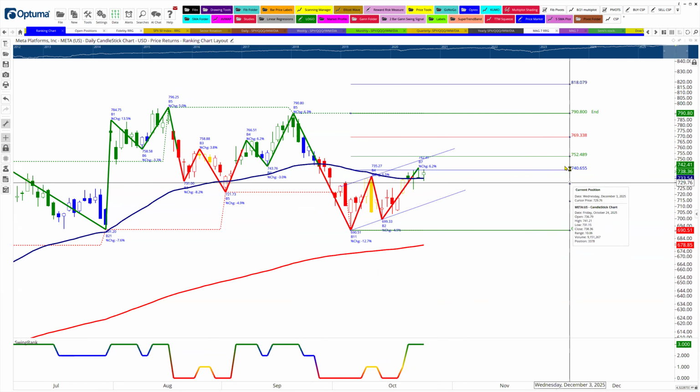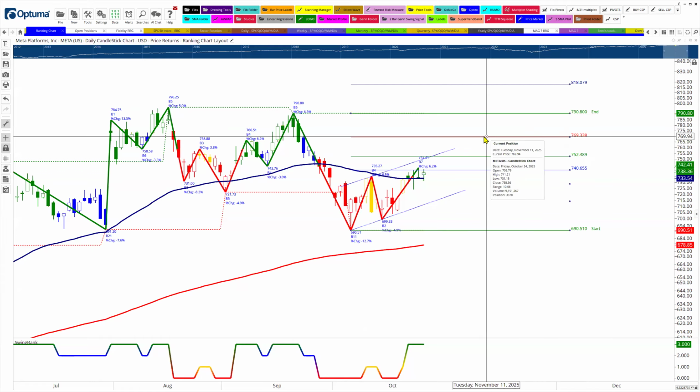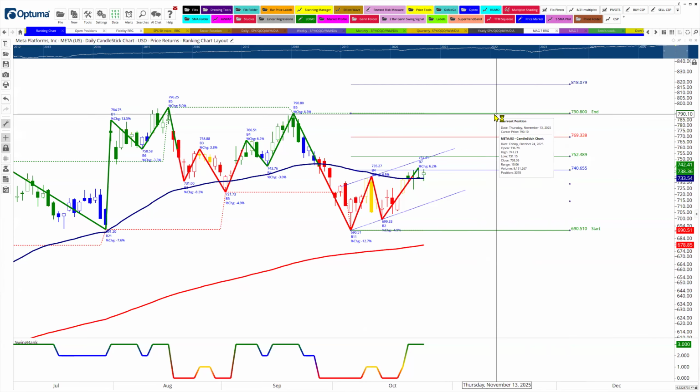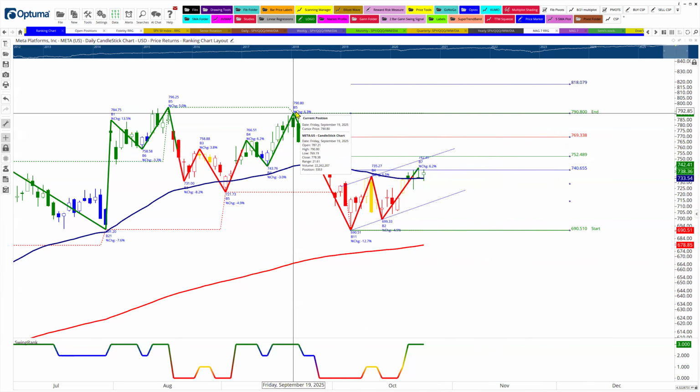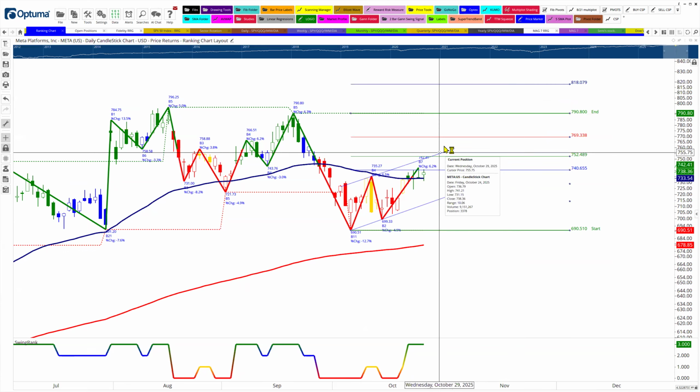So the confirmation for the upside is going to be 769, which is the 78.6. Remember, the 78.6, the 790, which is this high right there, goes to 818. So that's the bull case.